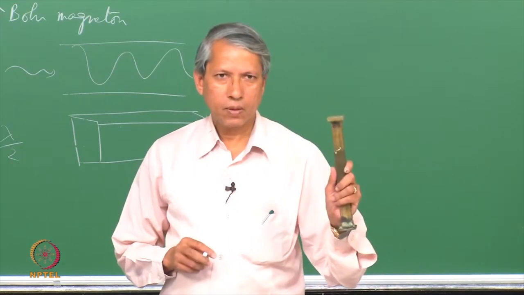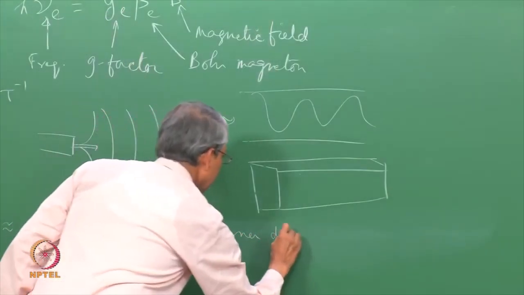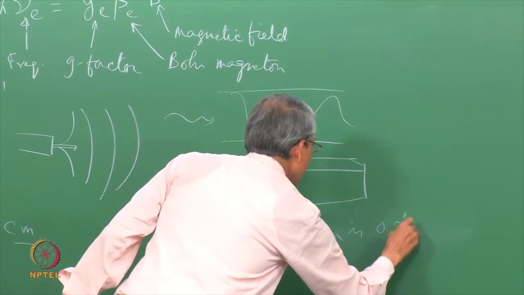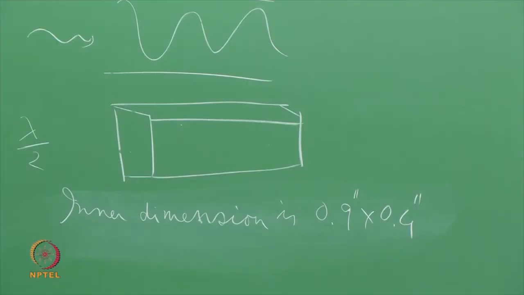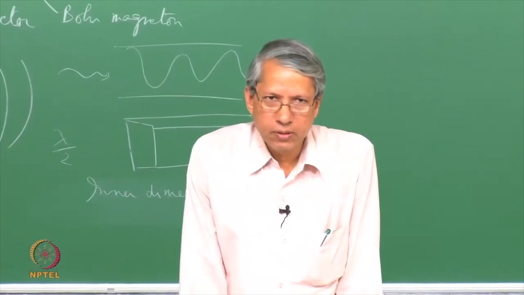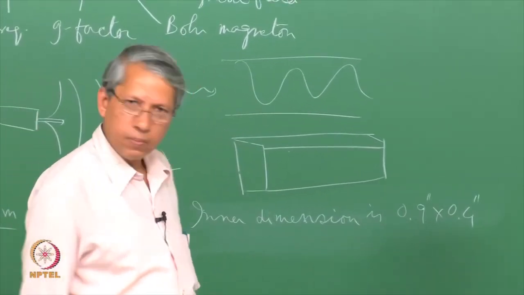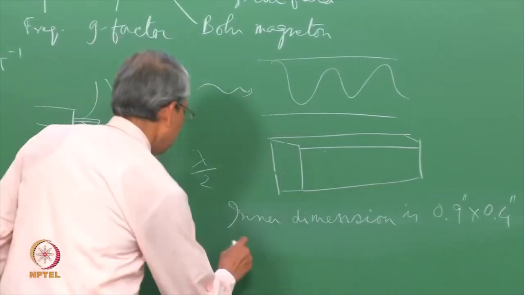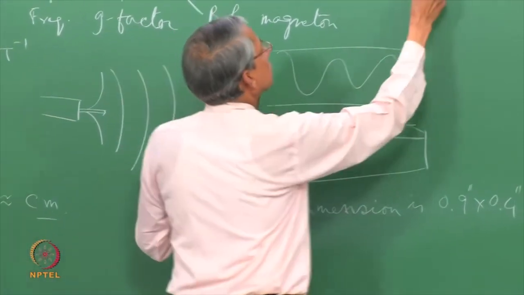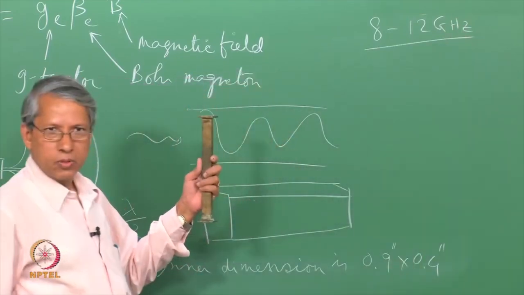For this particular one, the inner dimension is, you see that the unit is inches, which is very old fashioned, because the microwave technology came into being sometime in the 1940s. At that time this unit was very common, and that has been continuing since then. And the frequency that can be carried by this waveguide ranges from about 8 to 12 gigahertz, this frequency that we carried here.